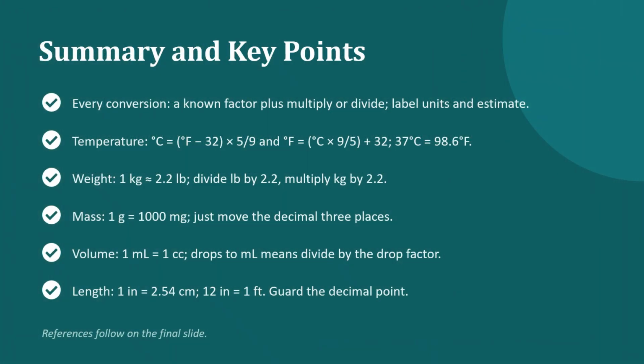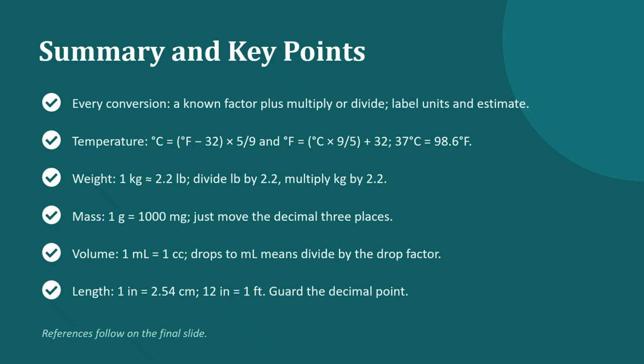Now let's summarize. Every conversion comes down to a known factor and a decision to multiply or divide, so label your units and estimate to check. For temperature, Fahrenheit to Celsius is subtract 32, then multiply by 5 over 9, and Celsius to Fahrenheit is multiply by 9 over 5, then add 32. 37 degrees Celsius equals 98.6 degrees Fahrenheit. Use this as your anchor.